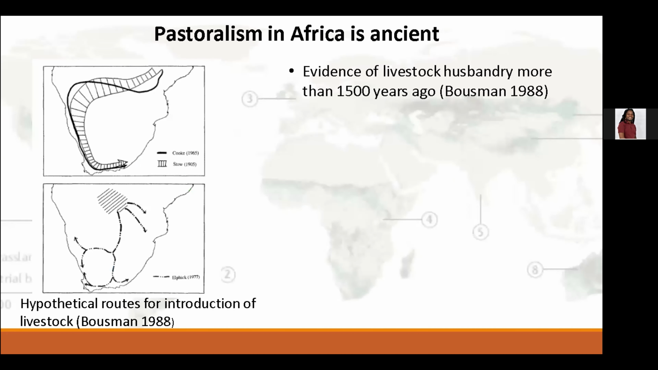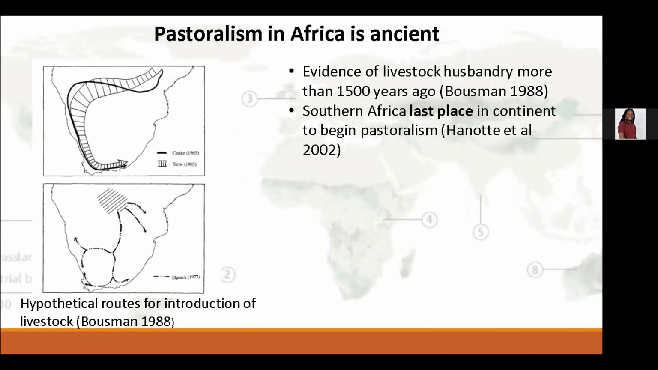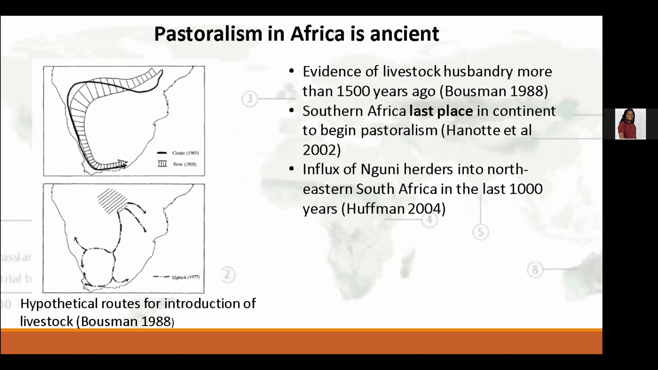And so pastoralism in Africa is not new. So when we talk about degradation, we have to think about it from a long-term perspective, because there's evidence that livestock has been kept for more than 1,500 years, when I'm talking about Southern Africa. But actually, Southern Africa is the last place in Africa to have pastoralism. And interestingly, for South Africa, in the last 1,000 years, there's been an influx of Nguni herders from East Africa. And they are known for keeping large livestock herds.